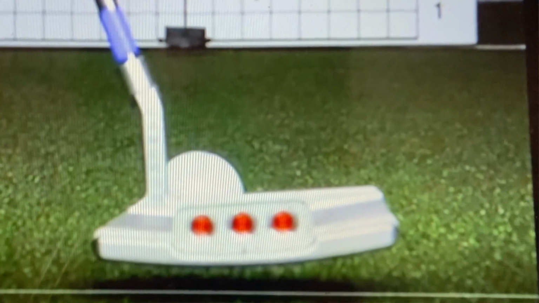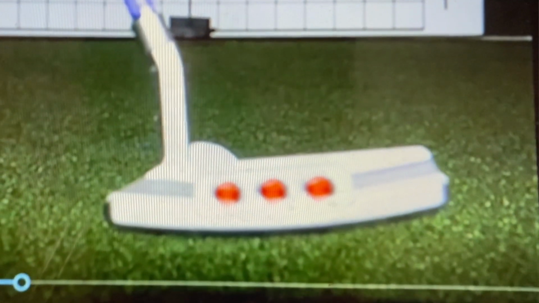So I said that the swing path of your putter really doesn't matter that much. I'm going to put on the screen now a putt done in a laboratory with a robot. It's a 10-foot putt, and the putter stroke is cutting across the ball 6 degrees.